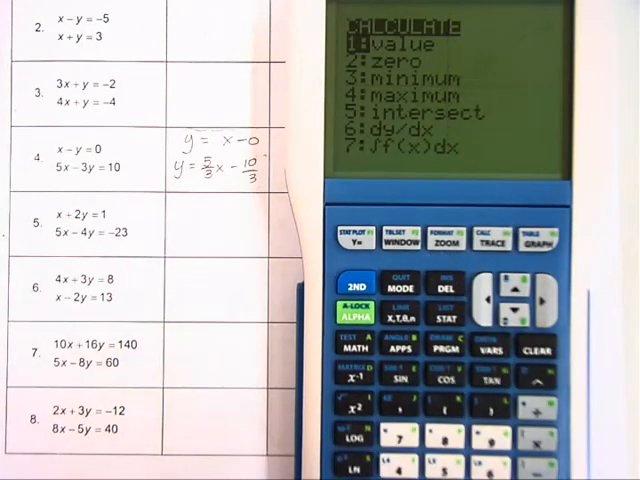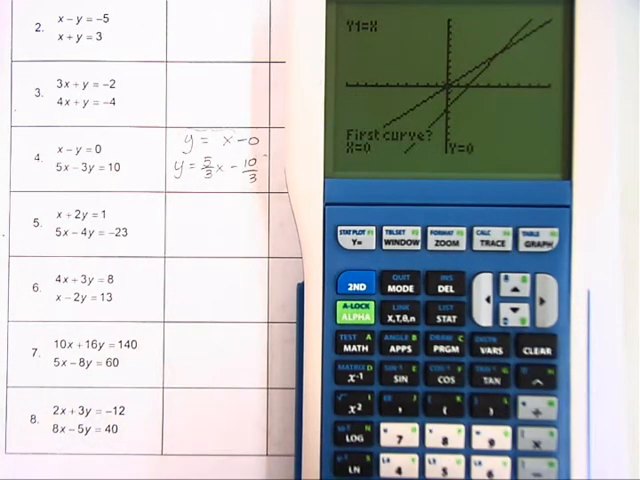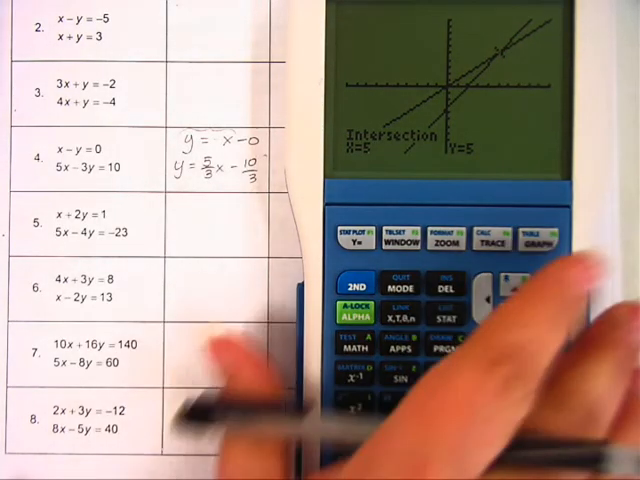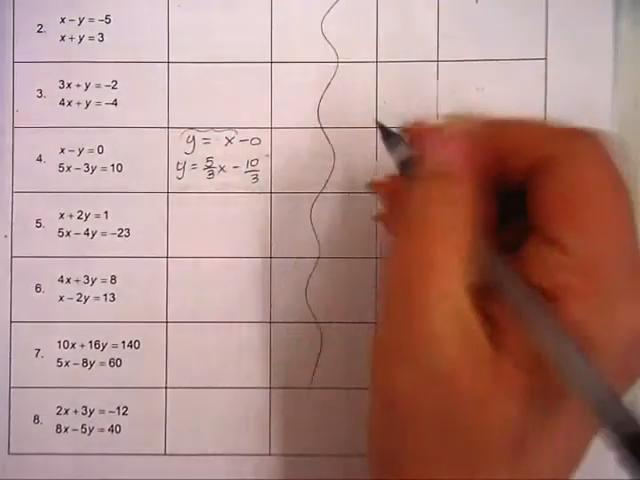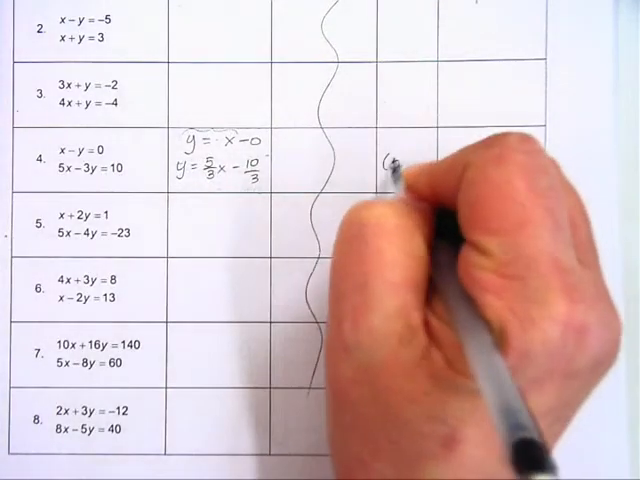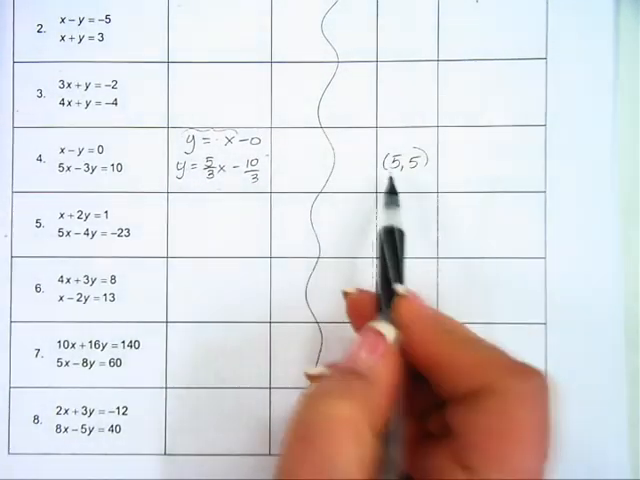Second trace, go to 5. 5, and then push enter 4 times. 3 times. Enter, enter, enter. Go to 5, push enter. Okay. So what is our solution for this one? X is 5, y is 5. So we got a double number.